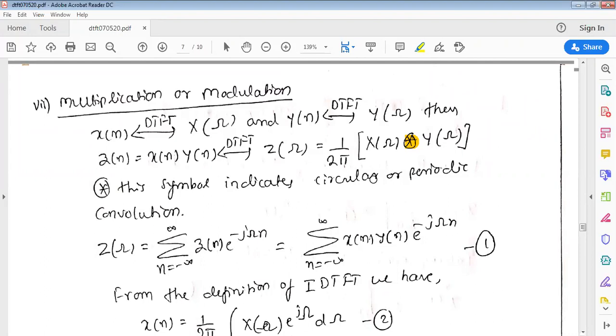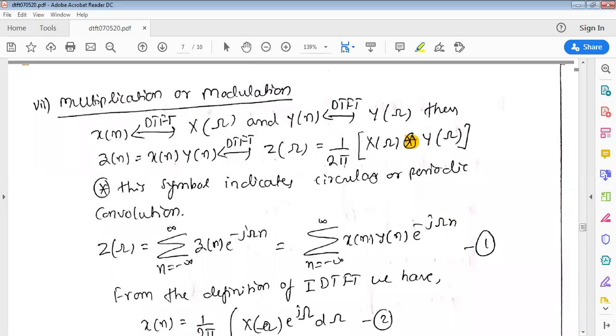Multiplication in the time domain translates to convolution in the frequency domain, but the only difference is that it is periodic convolution. Why is it periodic convolution? Convolution is performed over one period. Why is it performed over one period? Because your signal is periodic in nature. Remember, x of n is an aperiodic discrete time signal, but X of omega, when you perform the Fourier transform, becomes a continuous time periodic signal.